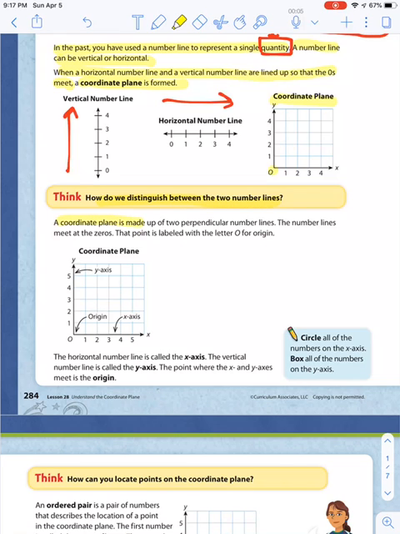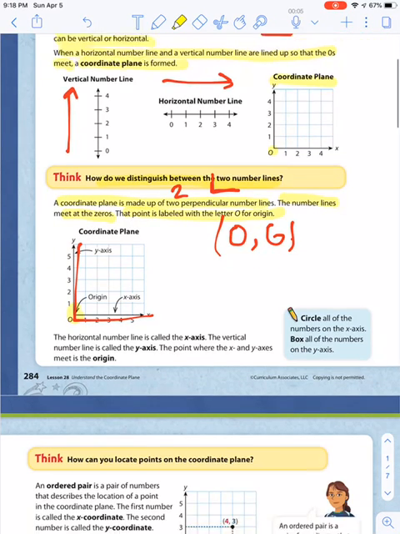It says, but think, how do we distinguish between two number lines? A coordinate plane is made up of two perpendicular number lines. Remember, perpendicular lines are lines that meet, they intersect, and they also form right angles. So this is like the perfect perpendicular line. The number lines meet at zeros. The point is labeled with the letter O for origin, aka the OG. He's kind of a big deal. He's like our little celeb.